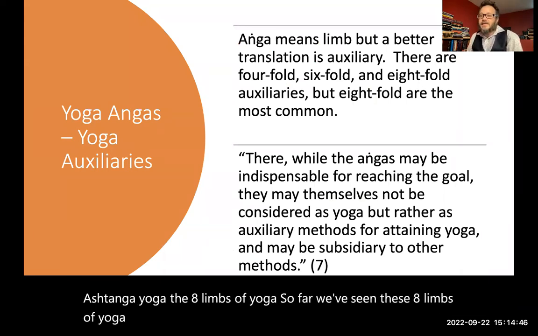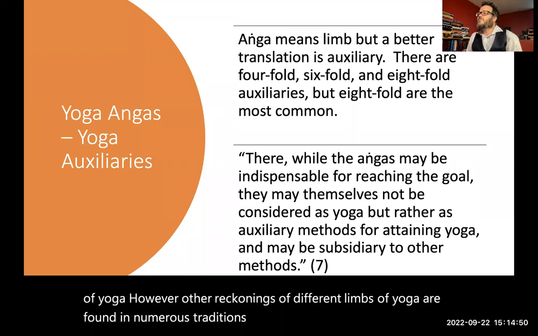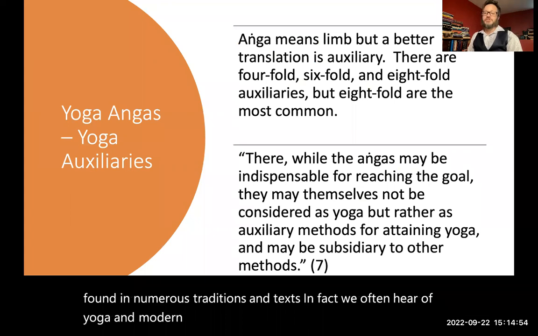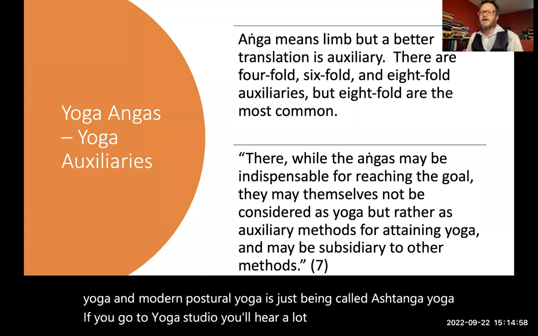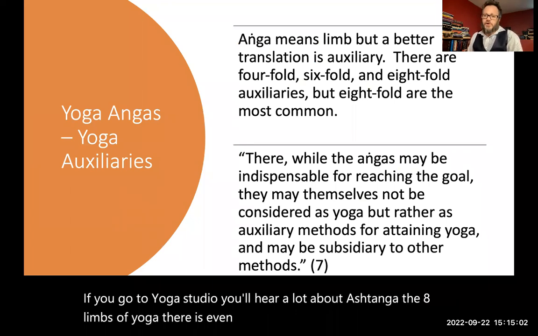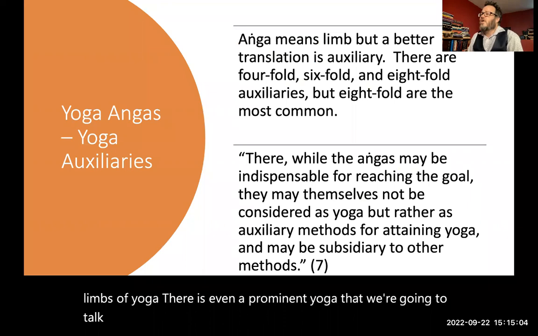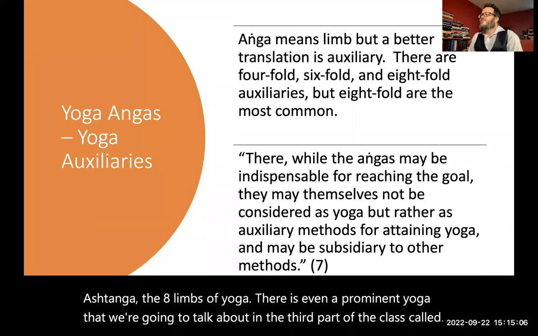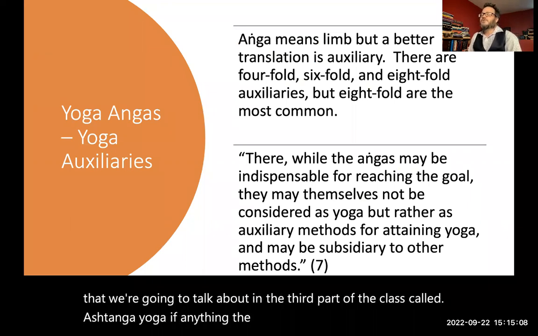However, other reckonings of different limbs of yoga are found in numerous traditions and texts. In fact, we often hear of yoga and modern postural yoga as just being called Ashtanga yoga. If you go to a yoga studio, you'll hear a lot about Ashtanga, the 8 limbs of yoga. There is even a prominent yoga that we're going to talk about in the 3rd part of the class called Ashtanga yoga.